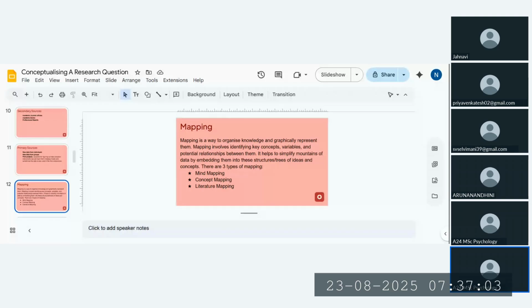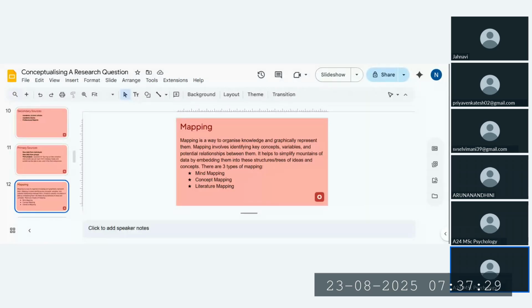So by doing this, what do we gain? We will identify the key concepts. We will identify the different variables that are there in that research problem. And we can also identify potential relationships amongst them. So this is not some kind of final understanding of the topic. It is just for brainstorming. It is exactly like brainstorming.